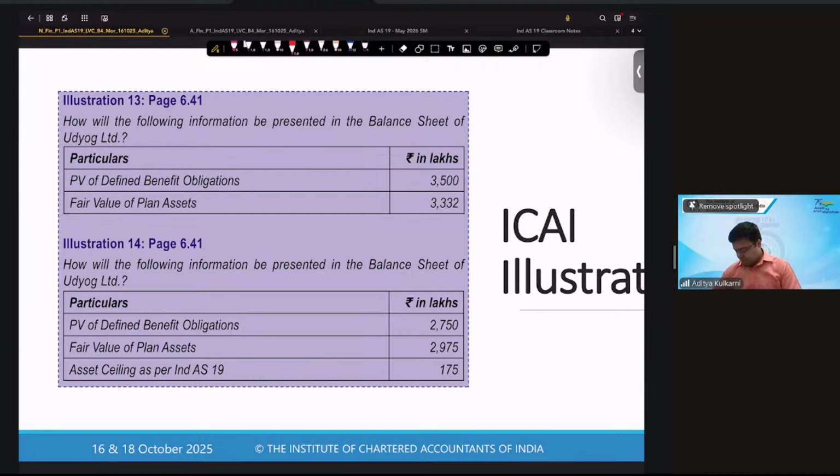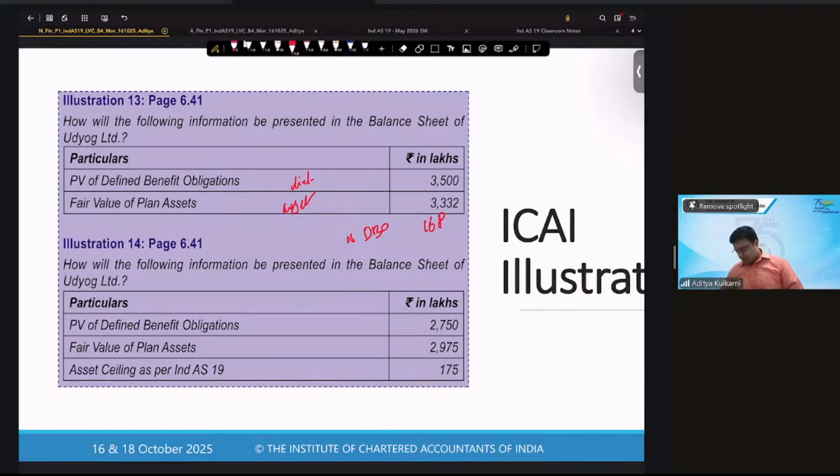Okay, now how will the following information be presented in the balance sheet? Present value of defined benefit obligation 3,500. This is your liability. Fair value of plan assets 3,332. This is your asset. How are you going to present? आप net off करोगे. 3,500 minus 3,332, 168. Liability is more, so this becomes a net defined benefit obligation. Are we okay with this? Yes, sir.